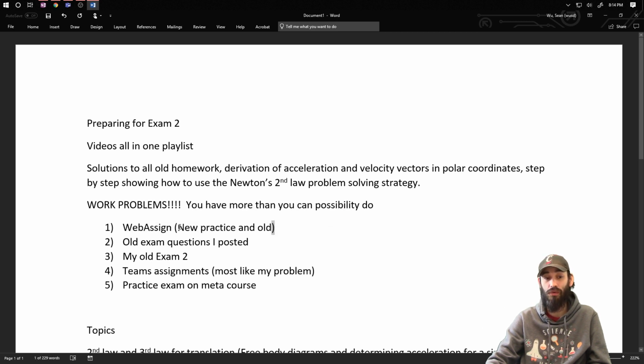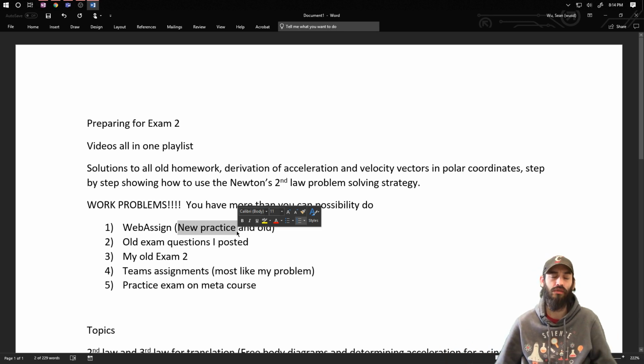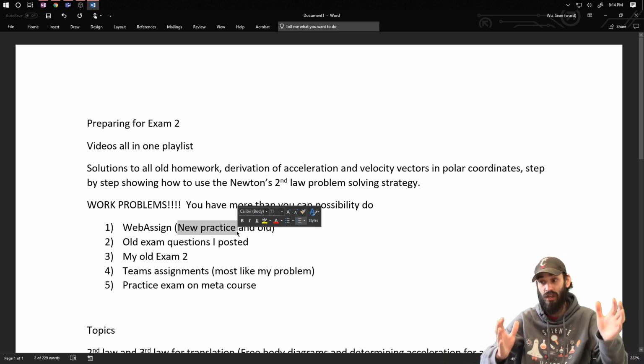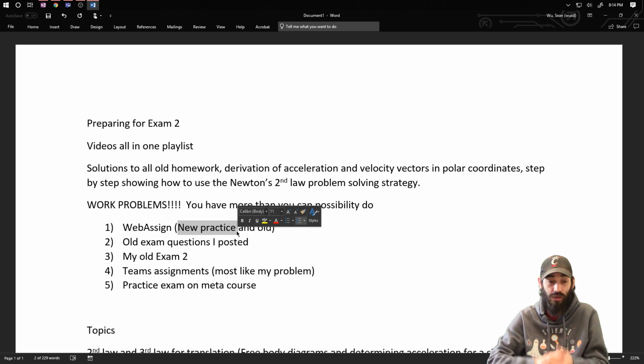For the new practice, like I said, there are way more problems than you can possibly work. I basically dumped all of the questions from all of the chapters on the exam into assignments that you guys can work on. These are just practice. It's not extra credit. It's not for a grade. I'm just giving you as many problems as possible for whatever style you like to work problems.